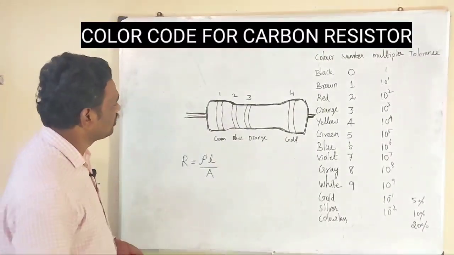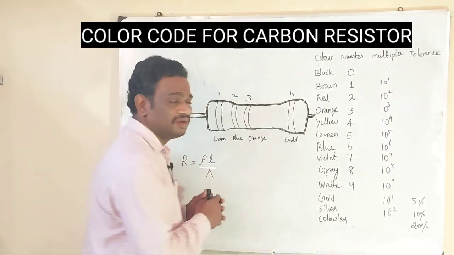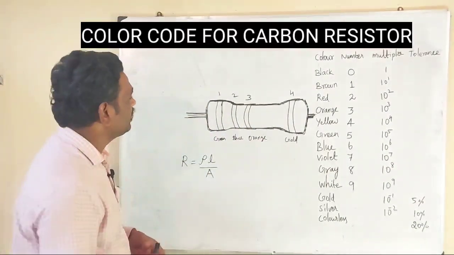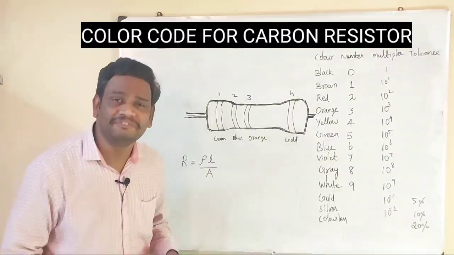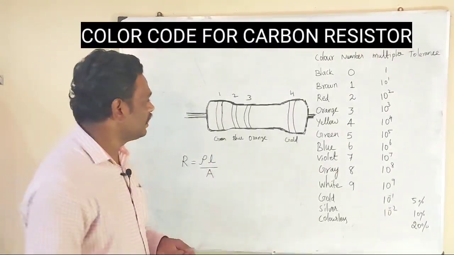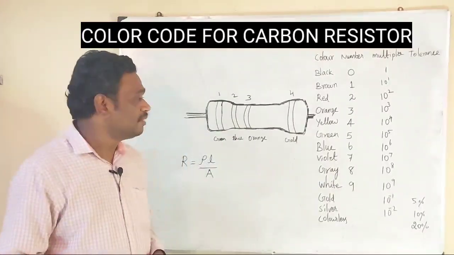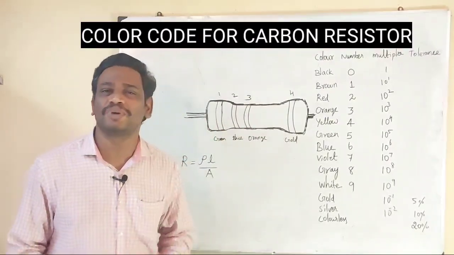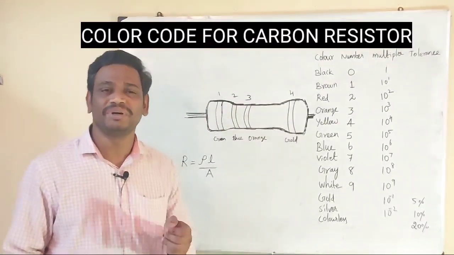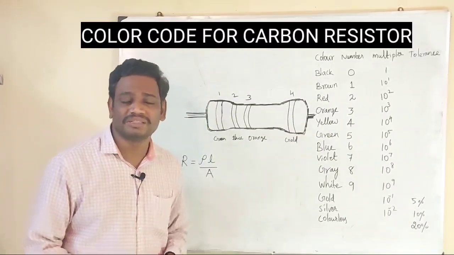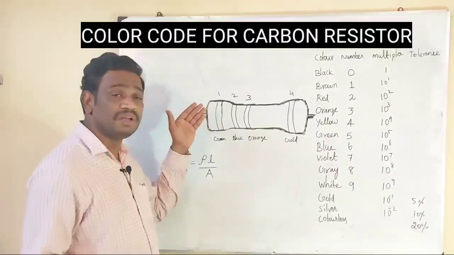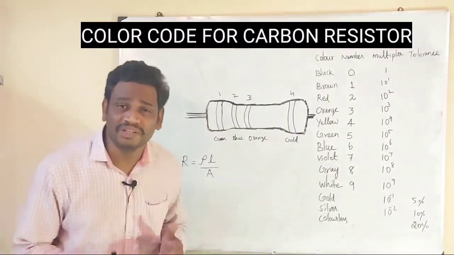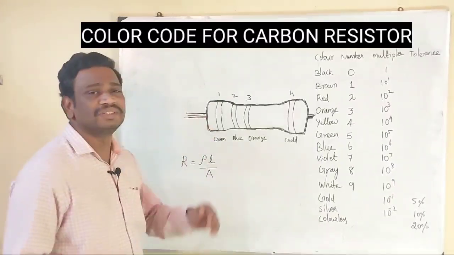So there are 4 rings printed on the carbon resistor. By using this color code, we can identify the value of the resistance. Why didn't they mention the value of the resistance directly? Because the size of the carbon resistor is very small. It is not possible to print the number on the surface of a carbon resistor. That's why they have coated it with color rings.